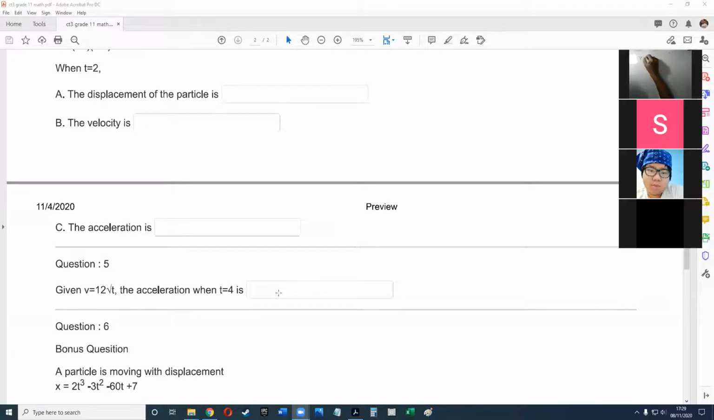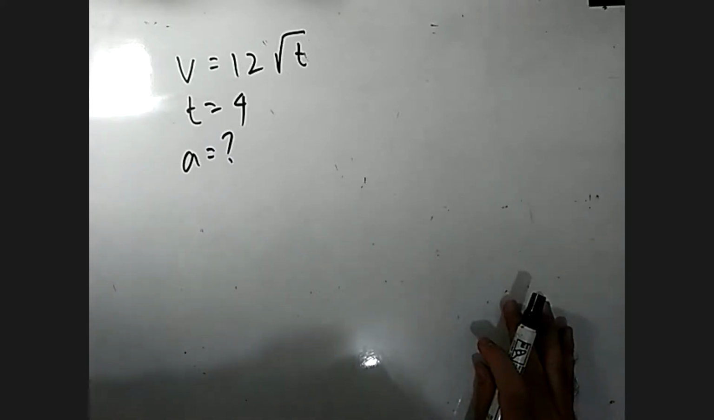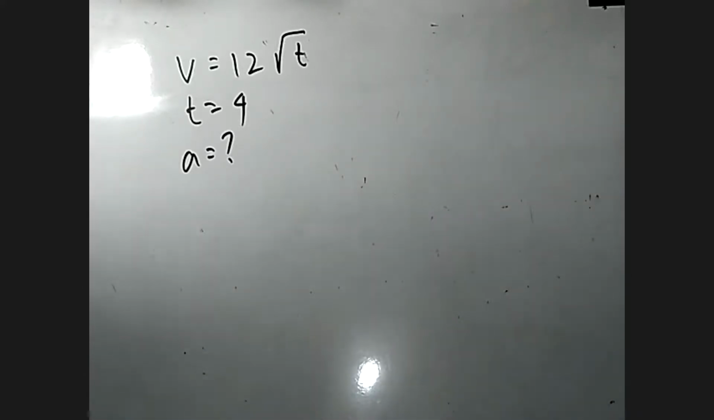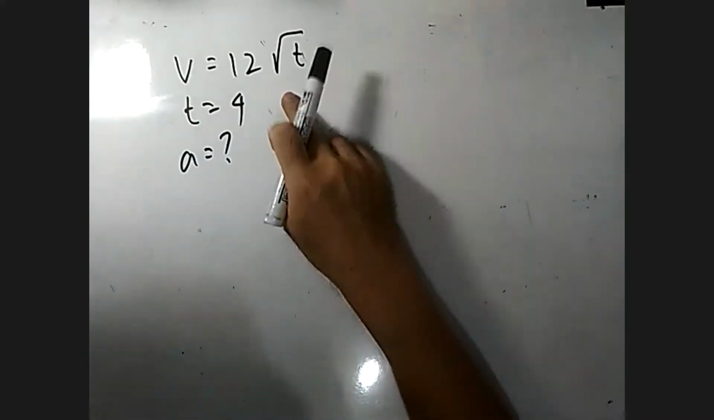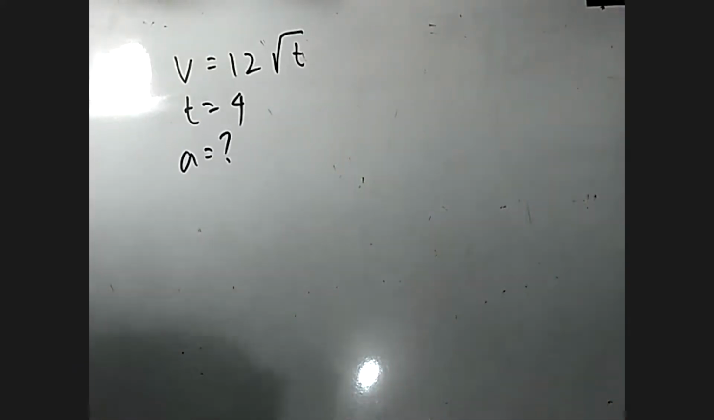If v is 12 square root of t, when t equals 4, what is acceleration? When v is 12 square root of t and t is 4, what is acceleration? In this case, we will need to change the square root t into the form of t power something. Jenna, what is the square root t in the form of t power something?